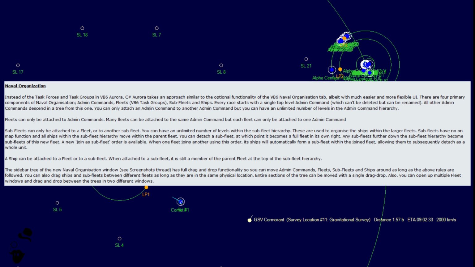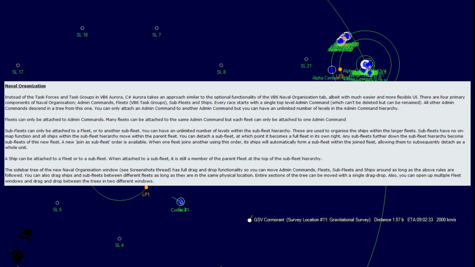Fleets can only be attached to admin commands. Many fleets can be attached to the same admin command, but each fleet can only be attached to one admin command. So admin commands are basically going to be like buckets that your fleets sit in. So they're basically organization units.